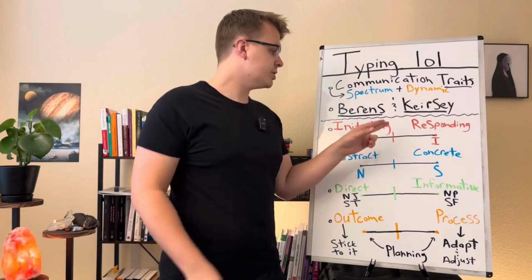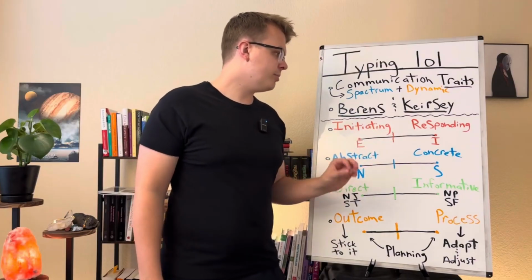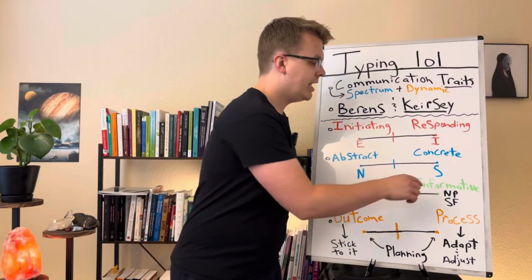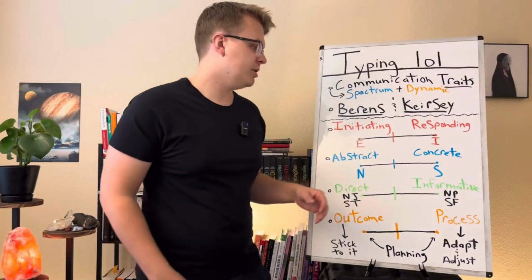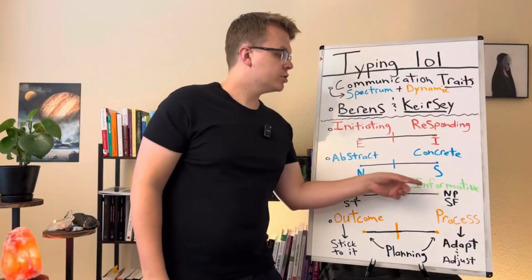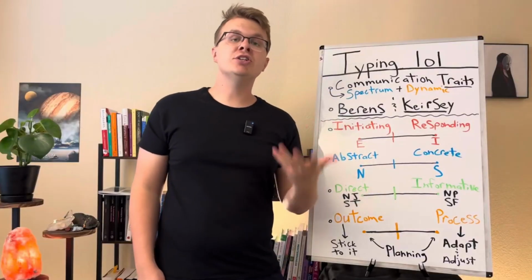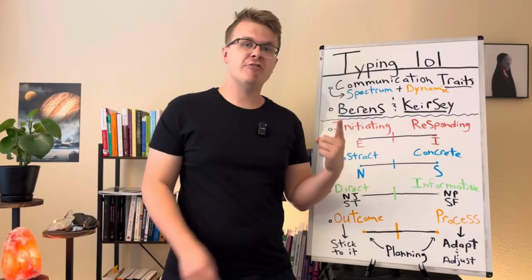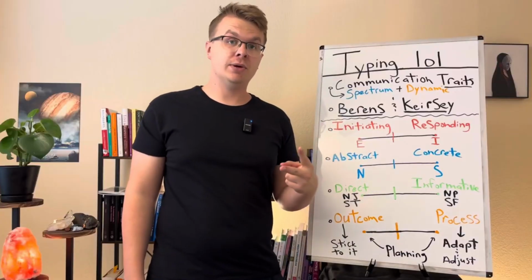That means because they're concrete and informative and an introvert, they have to be an SF type. Now, they can't be an NP because they're not abstract, right? So we're down to the two introverted SF types, the ISFP or the ISFJ, right?